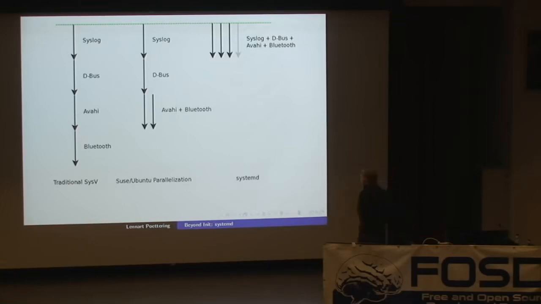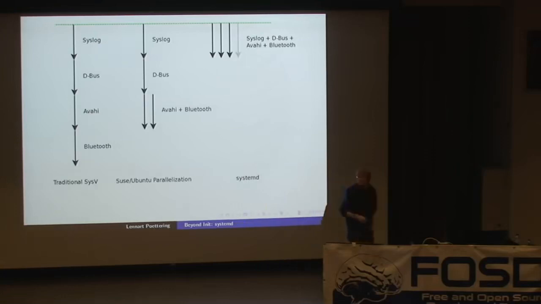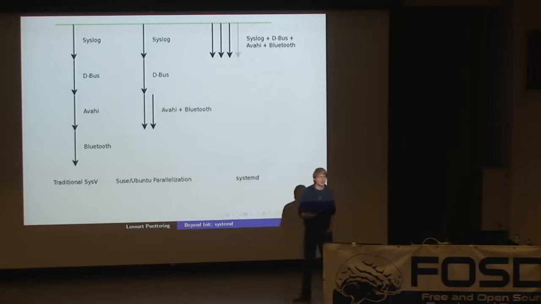And then people came up with this, the middle kind of parallelization. Syslog and dbus are still started one after the other, and Avahi and Bluetooth are started afterwards, but Avahi and Bluetooth are started at the same time. This is the traditional parallelization, how Upstart works, and how SUSE updated the classic System 5 boot process.